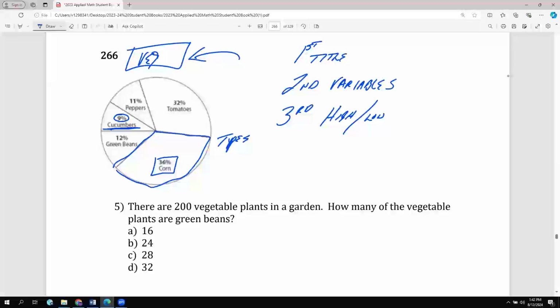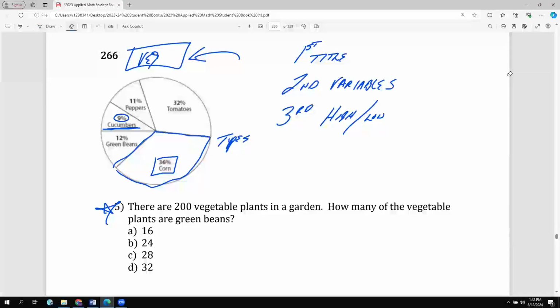Let's answer some questions. All right, question number 5 says there are 200 vegetable plants in a garden. How many of the vegetable plants are green beans? Okay, so this is your chance to pause the video, look at what data has been given, and then compute an answer. You're going to have to use your calculator to come up with an answer. Go ahead and pause the video and see if you can answer this question.